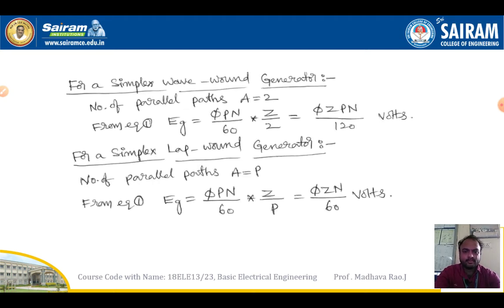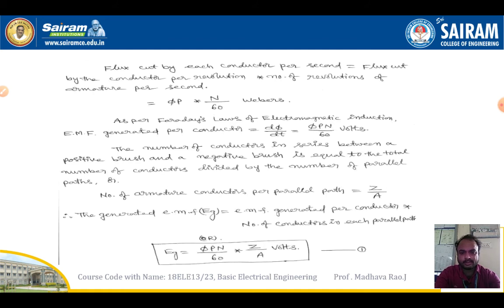Coming to the lap type DC generator, the EMF equation is Eg is equal to ΦPN by 60 into Z by A, but for lap type wound, the number of parallel paths is equal to the number of poles, that is A is equal to P. By substituting A is equal to P in the EMF equation of DC generator, generated EMF Eg is equal to ΦZN by 60 volts. So, this is the EMF equation for different armature winding generators, one is wave type, another one is lap type. The EMF equation is very important, so practice this derivation very well.